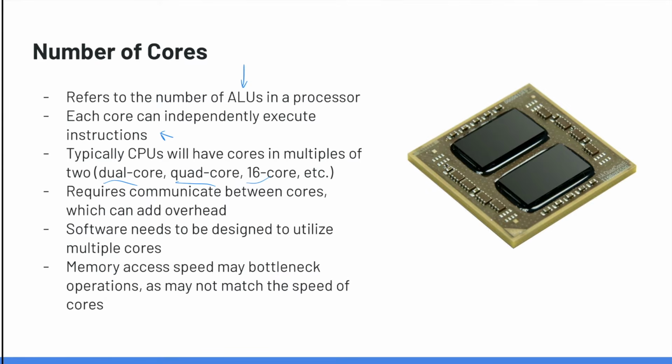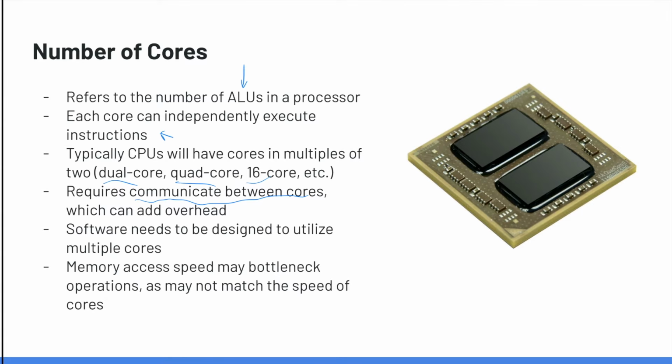Now, while number of cores can significantly speed up the operations of your computer and different programs, there are also some factors that can slow down how quickly they work or how quickly they're able to execute programs. So first, you do need to have communication between cores. So cores need to be able to communicate with each other to efficiently complete tasks. And this can add overhead.